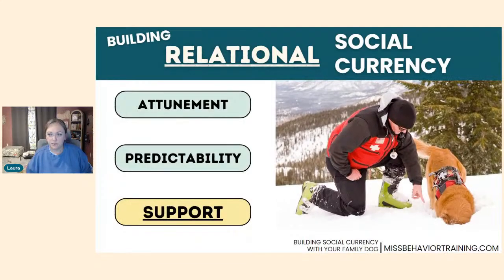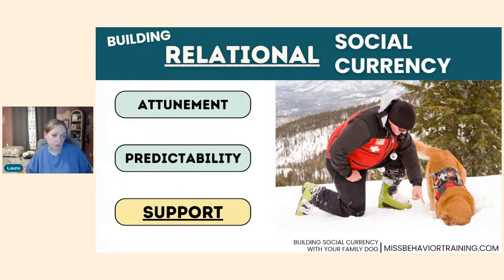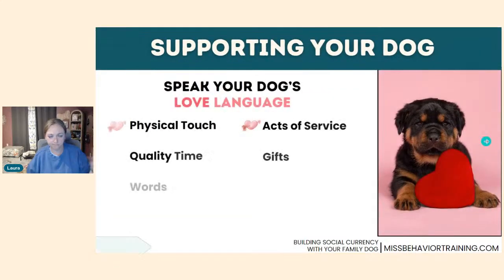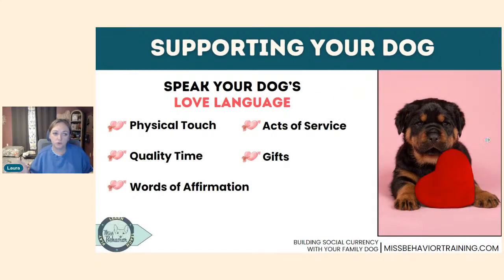Okay, and then the last one is support. So we'll get into sort of how you can support your dog to help them out. And what I'm going to use in this case is the concept of the love languages. And if you don't know about love languages, I highly recommend that you look into it. However, I'll give you just a really quick summary. Basically, a love language is the language we speak in order to feel loved.